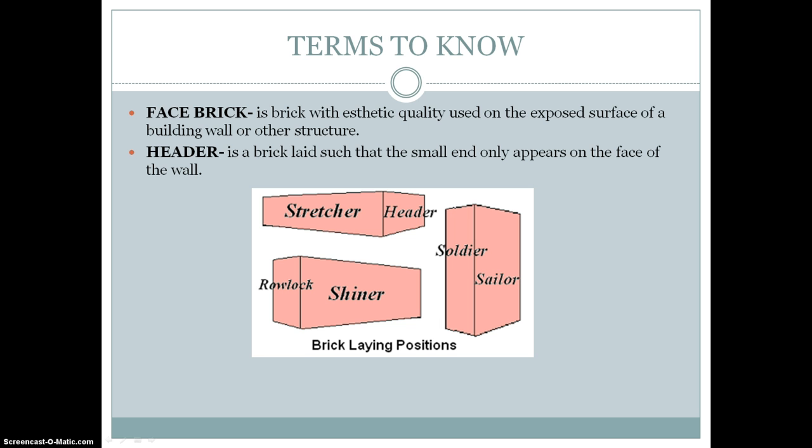Okay. Face brick is brick with aesthetic quality used on the exposed surface of a building wall or other structure. So it's the part of the brick that you see that looks pretty. The header is a brick laid such that the small end only appears on the face of the wall. So in the image here below you can see the header is the small part of the brick going that way. Okay, and then there's a bunch of other terms there, and we'll discuss those all later too. There's the stretcher, the soldier, the sailor, the shiner, and the rowlock.